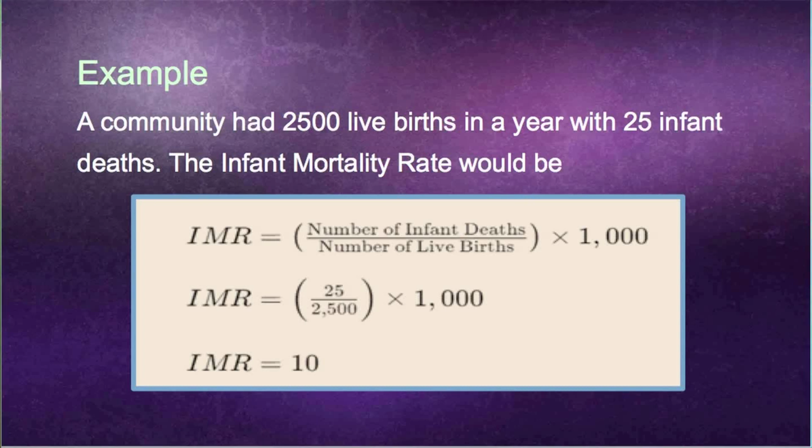Now for example, suppose in a particular year there were around 2,500 live births in a community, and during the same year there were 25 infant deaths, that is death of children under 1 year old. Now using the formula for IMR, the result would be 10. Now this means that on average 10 infants out of every 1,000 born alive did not survive their first year of life in that given community during that specific year.